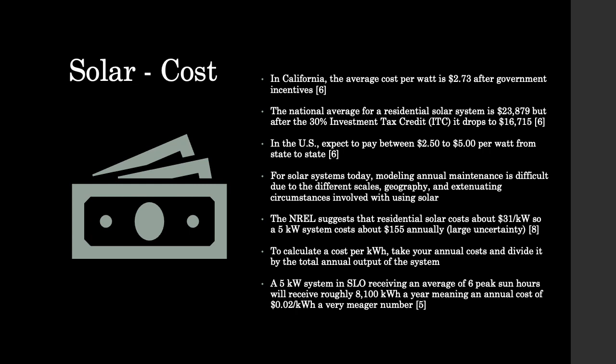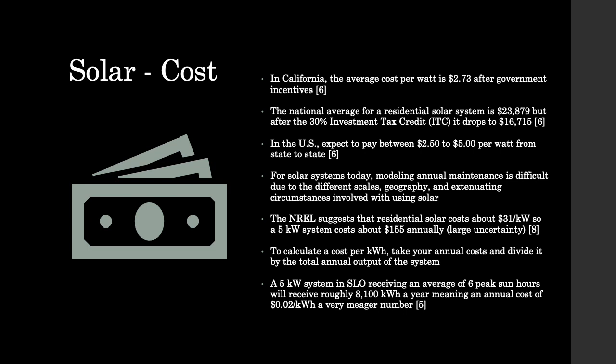For solar systems today, modeling annual maintenance is difficult due to the different scales, geography, and extenuating circumstances involving solar. However, the NREL, National Renewable Energy Laboratory, suggests that residential solar costs around $30 per kilowatt in annual maintenance fees. To calculate a cost per kilowatt hour, we would take our annual costs and divide it by the total annual output of the system.